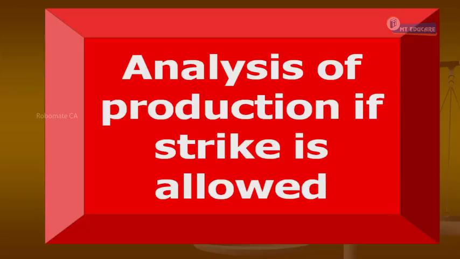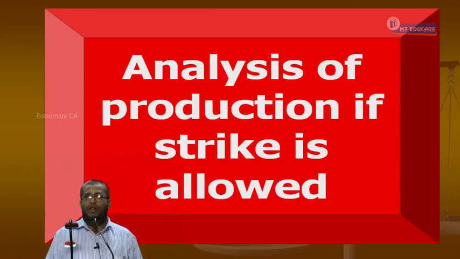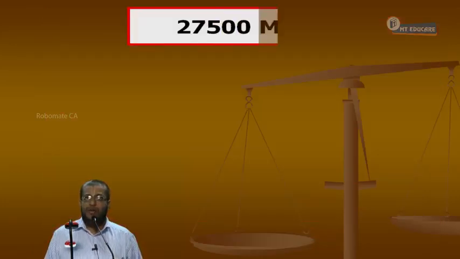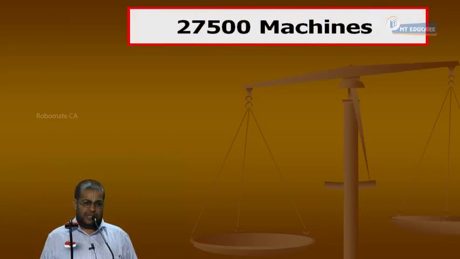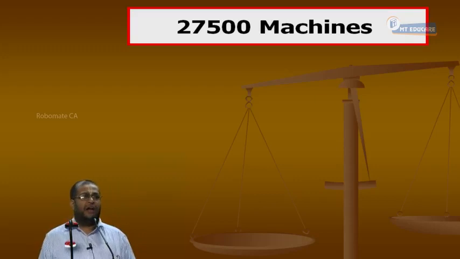Analysis of production if the strike is allowed. All of you participate. What is the normal volume I can produce and sell without a strike? Tell me, how many machines? 27,500 machines can be produced and sold without a strike. This is achievable in how many weeks? The working period is 50 weeks.